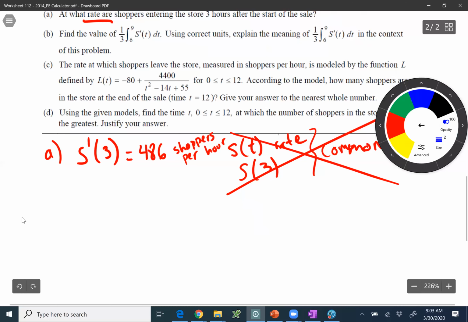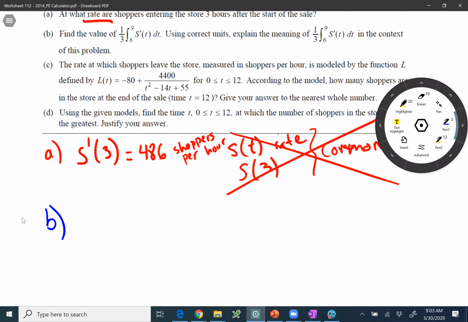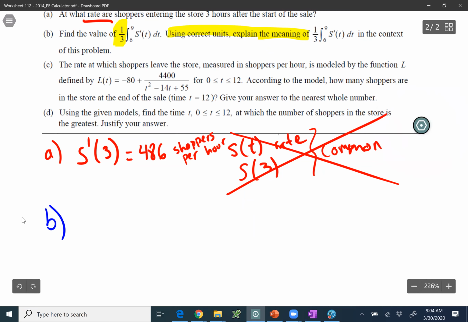All right, B asks us, find the value of 1/3. So as soon as we see this 1/3, we're immediately thinking that that's going to be that average value. And then using correct units, explain the meaning, right? So we know that we're going to be doing average value. There are actually 2 strategies on this one.